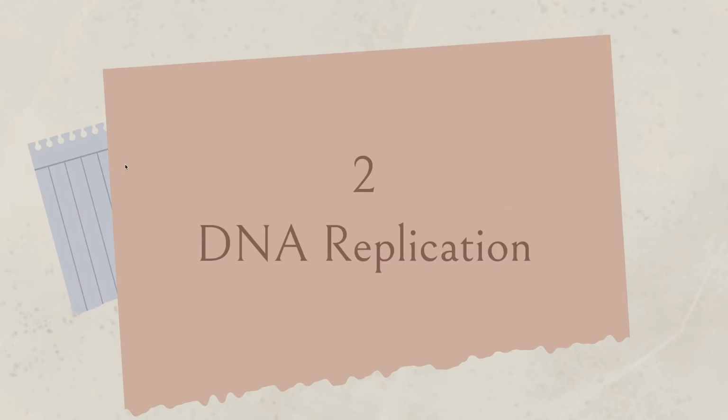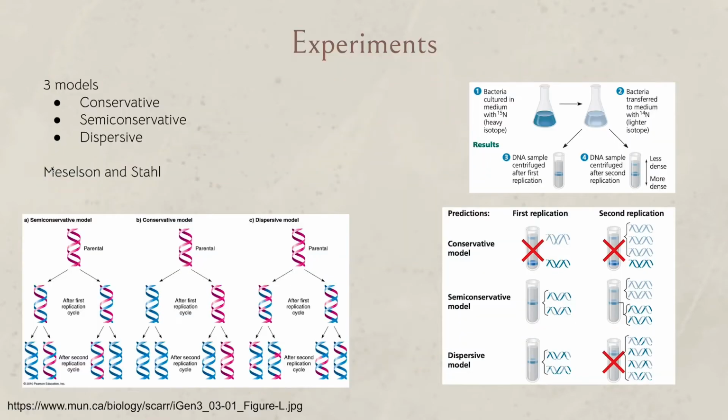Okay, so now is DNA replication. We'll start off with experiments here too. So there were 3 models for how DNA replicated before we knew the actual model, and these were conservative, semi-conservative, and dispersive. So the conservative model, if you'll see here, is that the parental strand is completely conserved.